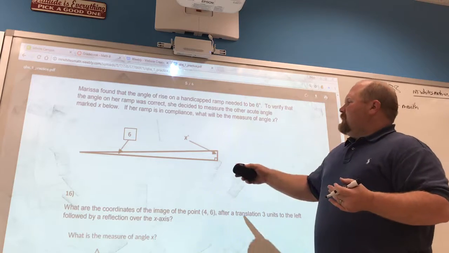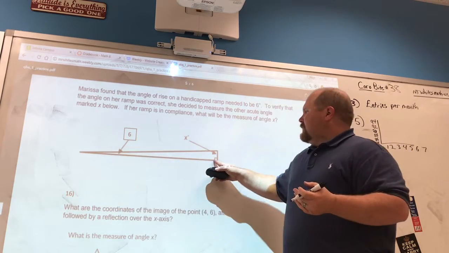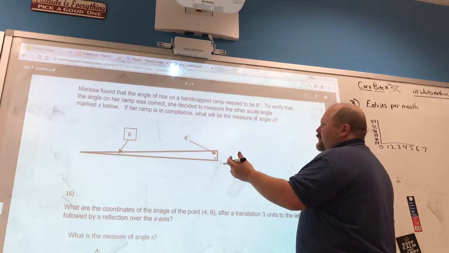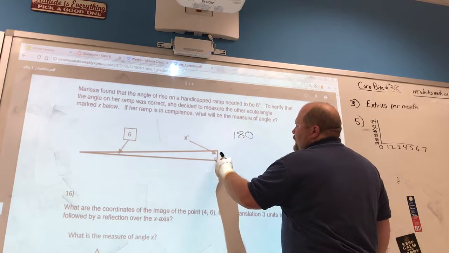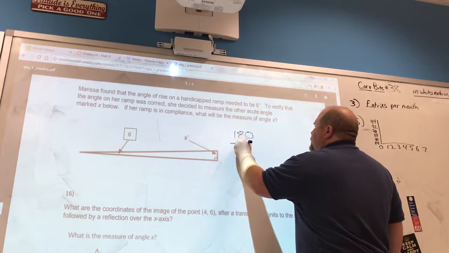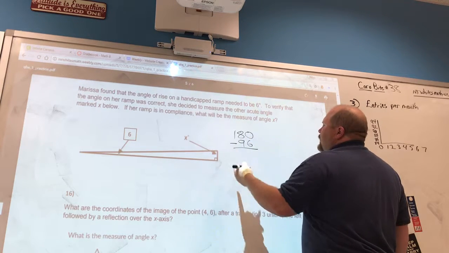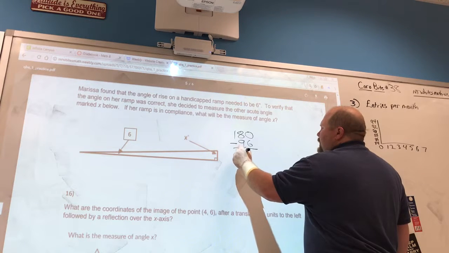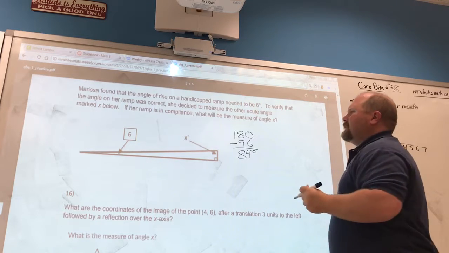So after reading all that, it's asking me to find angle x. We know that this angle is 6 degrees. This box indicates that this piece is 90. What is x? This is simply a triangle, which means it's 180 total. We know that that's 90 and that's 6, so we can go ahead and take away the 96 degrees we already know. Whatever's left will be angle x. And so in this case, we take away 96 degrees and we have 84 degrees left. So angle x is 84 degrees.